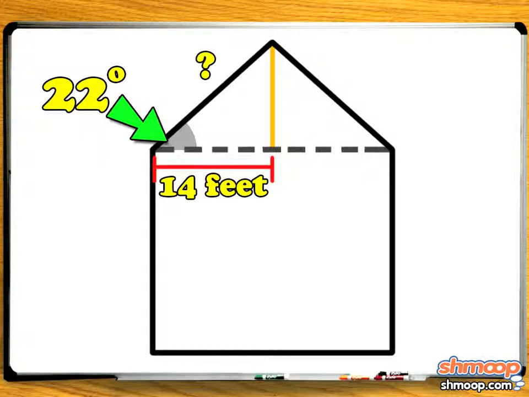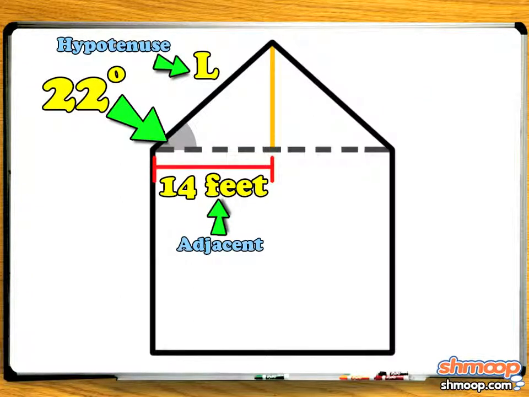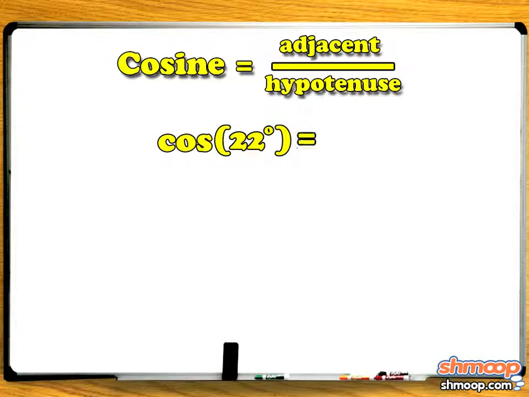We can call our variable the length of the ceiling L. To find L, we can use the cosine ratio. The cosine of an angle is the adjacent side of the angle over the hypotenuse. Plugging in what we know, cosine of 22 degrees equals the adjacent side length 14 over the hypotenuse, or L.